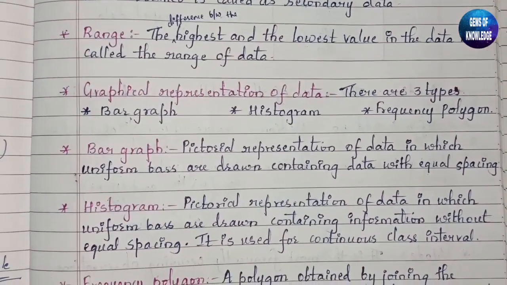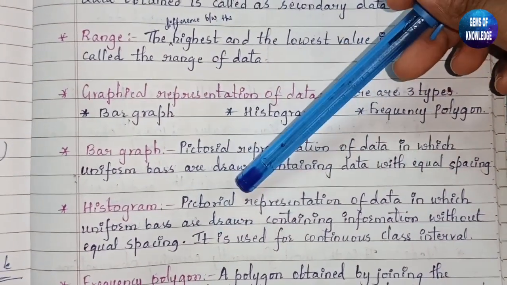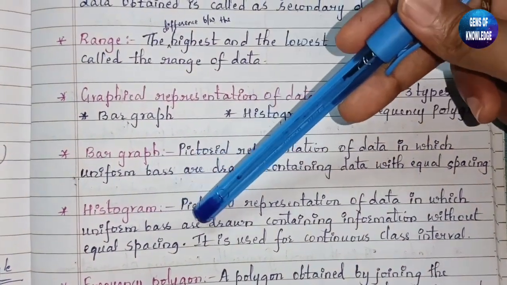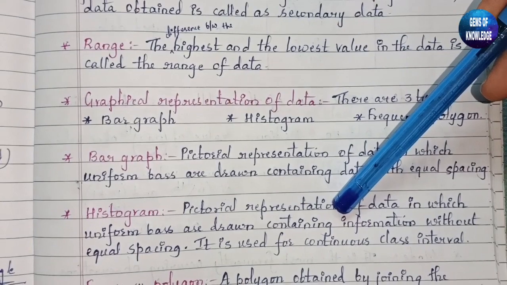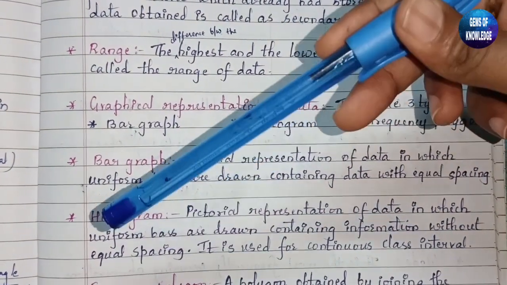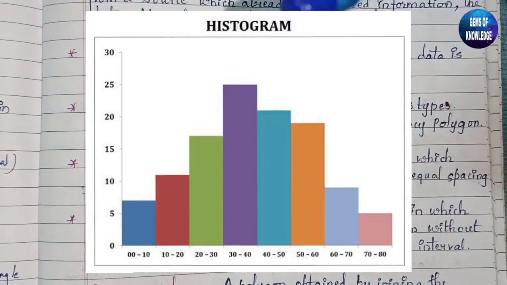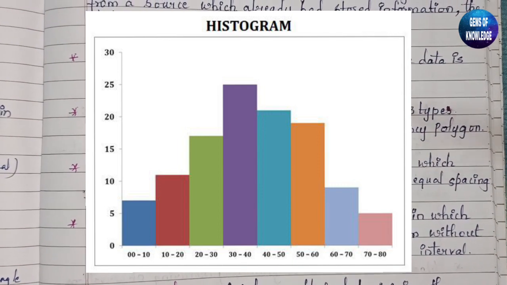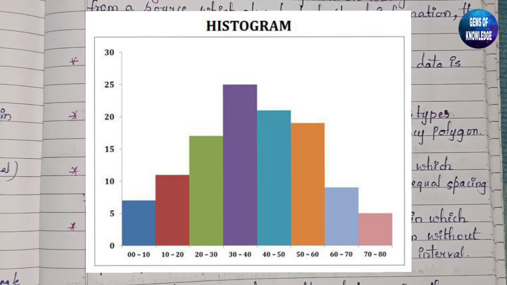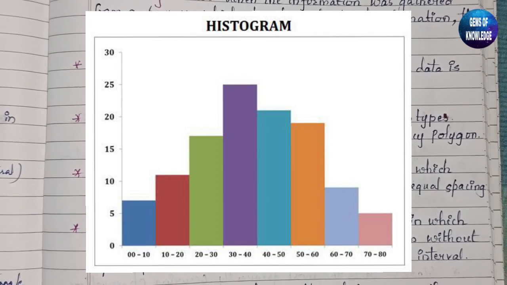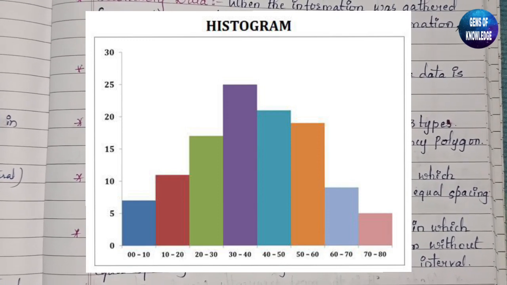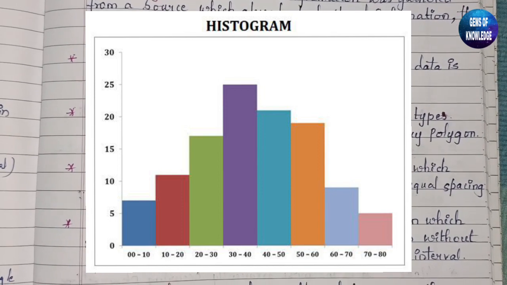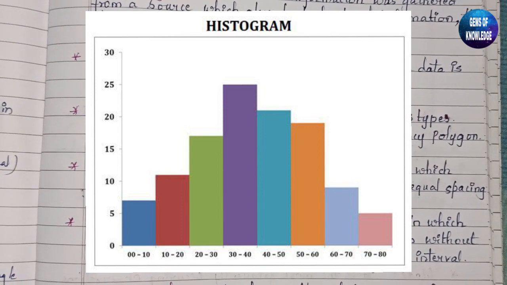Okay, moving to the next, histogram. This is also a pictorial representation of data in which uniform bars are drawn containing information without equal spacing. Now you can see the picture of the histogram. The difference between the bar graph and histogram is that in the bar graph there was spacing between the rectangular bars, whereas in the histogram there is no spacing in between. This is known as histogram.